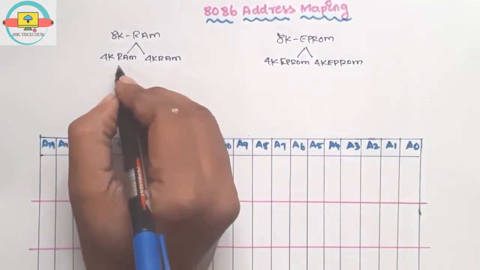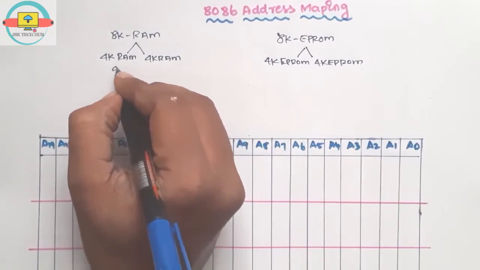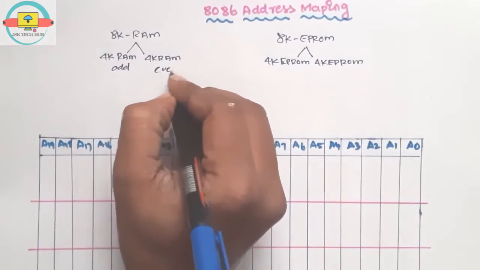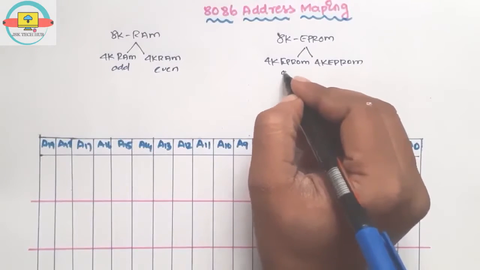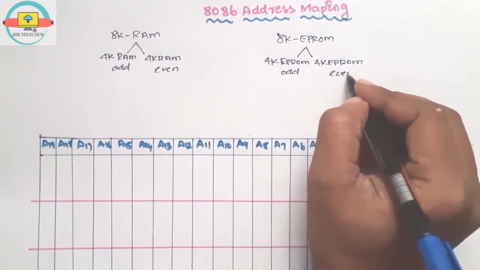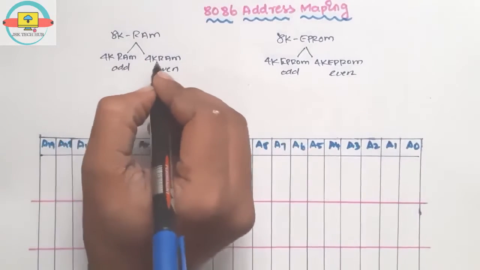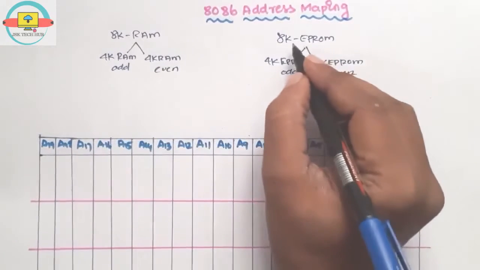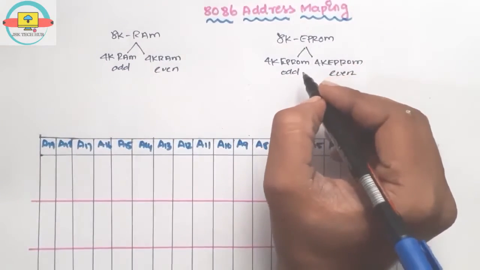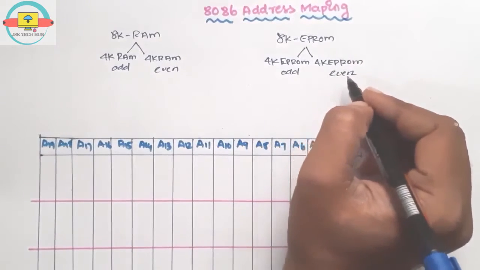These 4K EEPROM memories we need to use for the odd bank and even bank. Two 4K EEPROM memories, one for the odd bank, another for the even bank. So totally, to interface the 8 kilobyte RAM, we need two 4K RAM, one for the odd bank, another one for the even bank. Similarly, to interface the 8 kilobyte EEPROM, we need two 4K EEPROM memories, one for the odd bank and another one for the even bank.